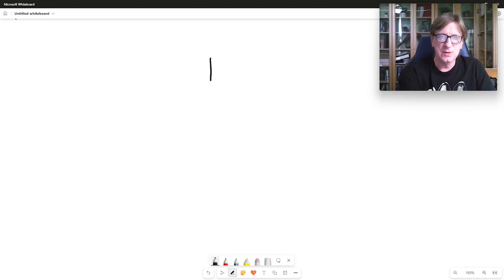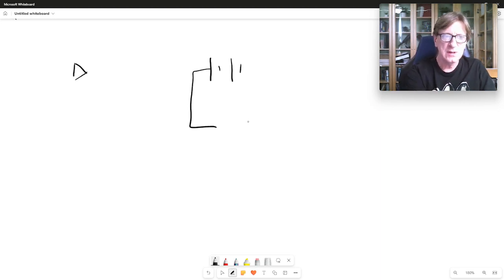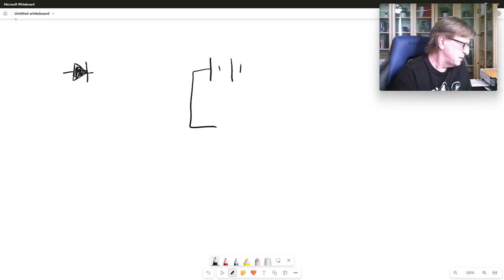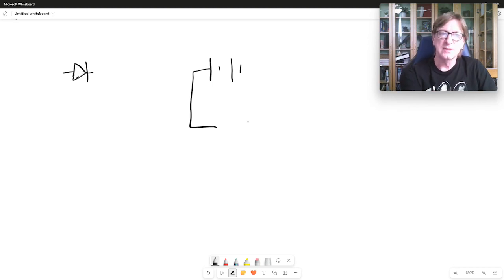So we'll start off with, let's put our battery back going this way. And then the symbol for it, I'll draw it over here so that we don't get confused. This is the symbol for a diode, and usually that's colored in black, but we're almost never going to do that. So I'm just going to draw that like this.